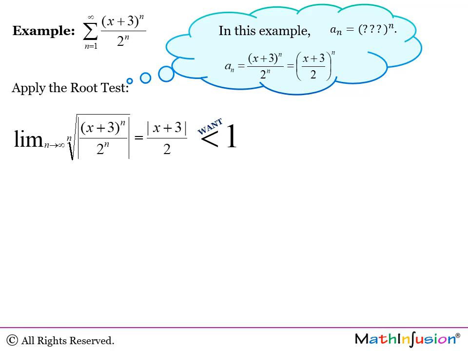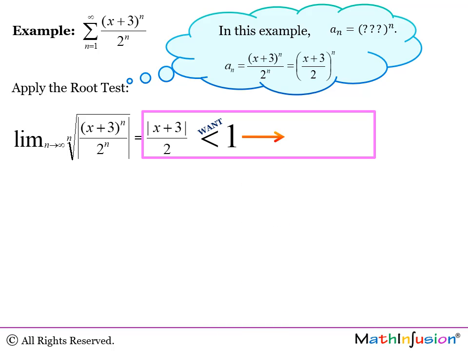We get here that the limit when n approaches infinity of the nth root of the absolute value of x plus 3 to the n over 2 to the n is absolute value of x plus 3 over 2. Now we need to solve that to be less than 1. We get that x plus 3 in absolute value has to be less than 2. It means that the radius of convergence is 2. Minus 3 is the center of the expansion here.